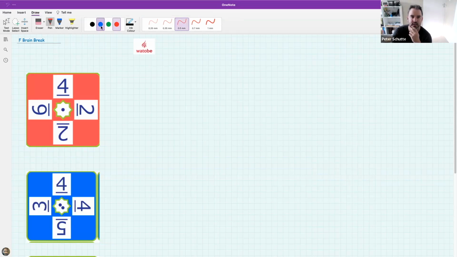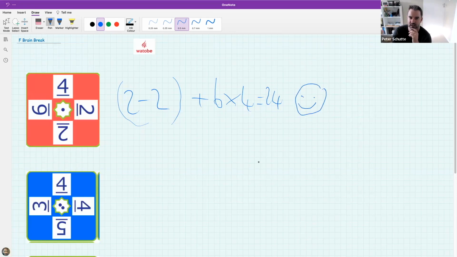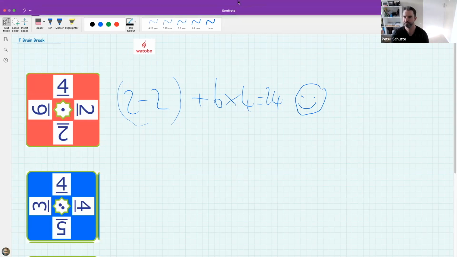Okay, so Dika, 2 minus 2 is 0, plus 6 times 4 is 24. And Flutter also got that, which is awesome. So the red card is solved. Can you do the blue card?